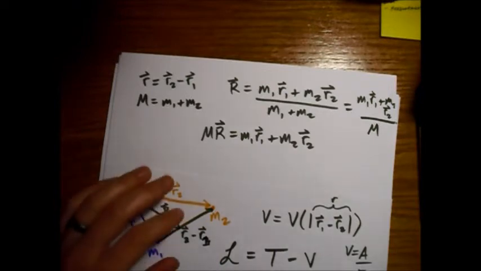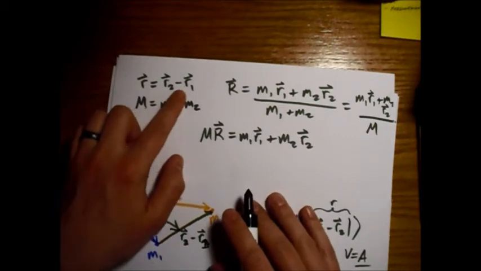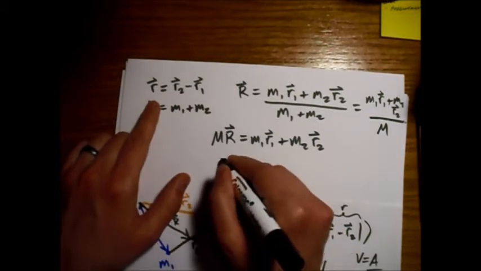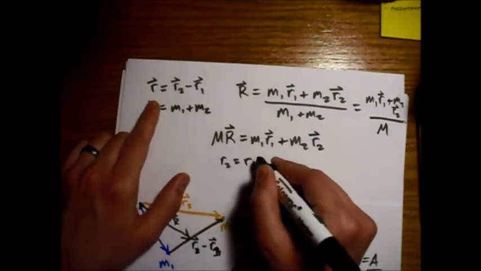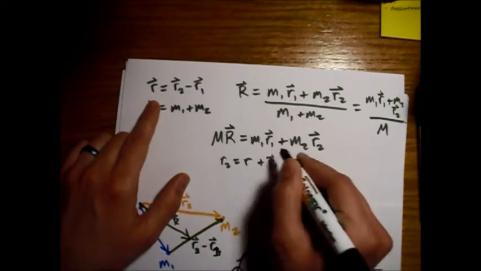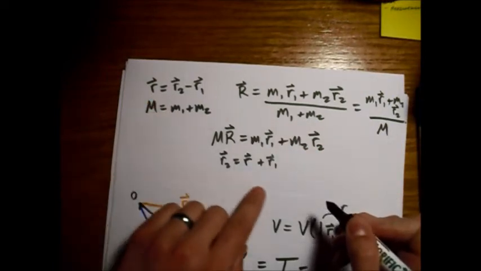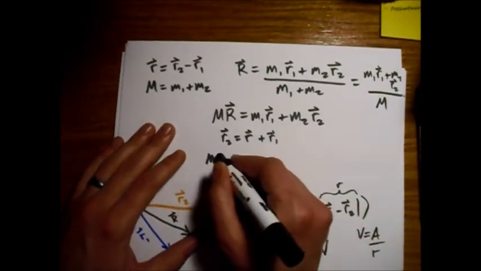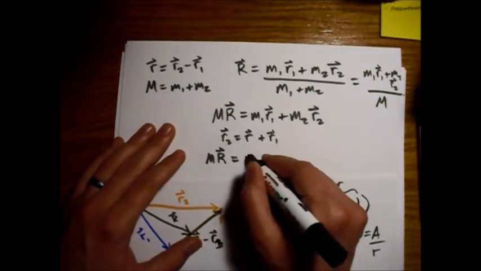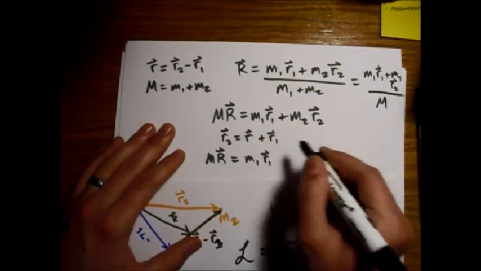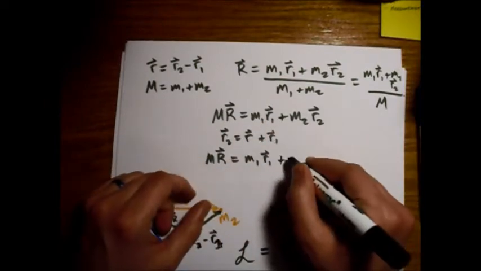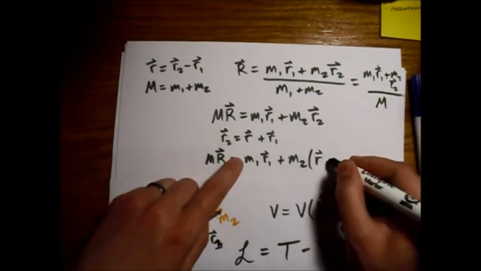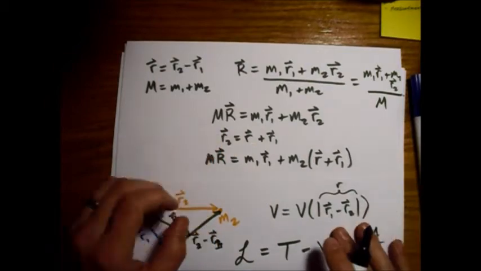So if we go ahead and plug this equation in, so I'm just going to rearrange this equation a little bit and say r2 equals r plus r1. These are all vectors. Now if we plug this in here, we get big M big R equals m1 r1, plus m2 times this little r plus r1, like that.